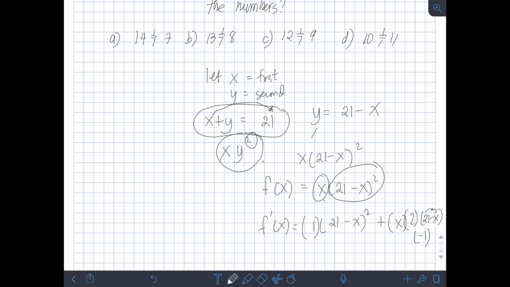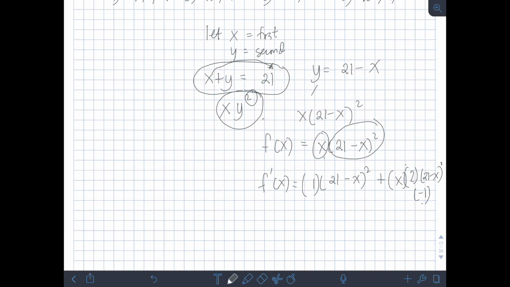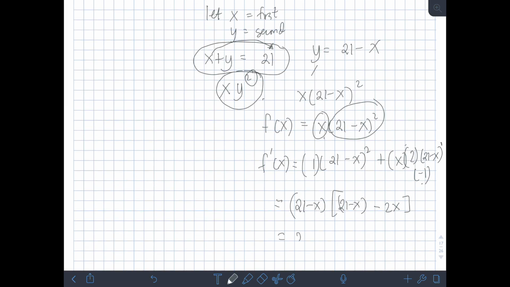Negative x is negative 1, right? Chain rule lang yung 2 binaba ko, tas nabawasan ng exponent yung exponent natin na 2, so 1 na lang. And then, differentiate mo yung inside function na 21 minus x. Ang derivative lang nun ay negative 1. Okay, so simplify natin. So, factor out natin tong 21 minus x. So, parang 21 minus x na lang. Plus, ito ay 2 or negative siya kasi may negative 1. So, negative 2x na lang. Then, simplify natin. 21 minus x times, ito, 21 minus x minus 2x is 21 minus 3x.